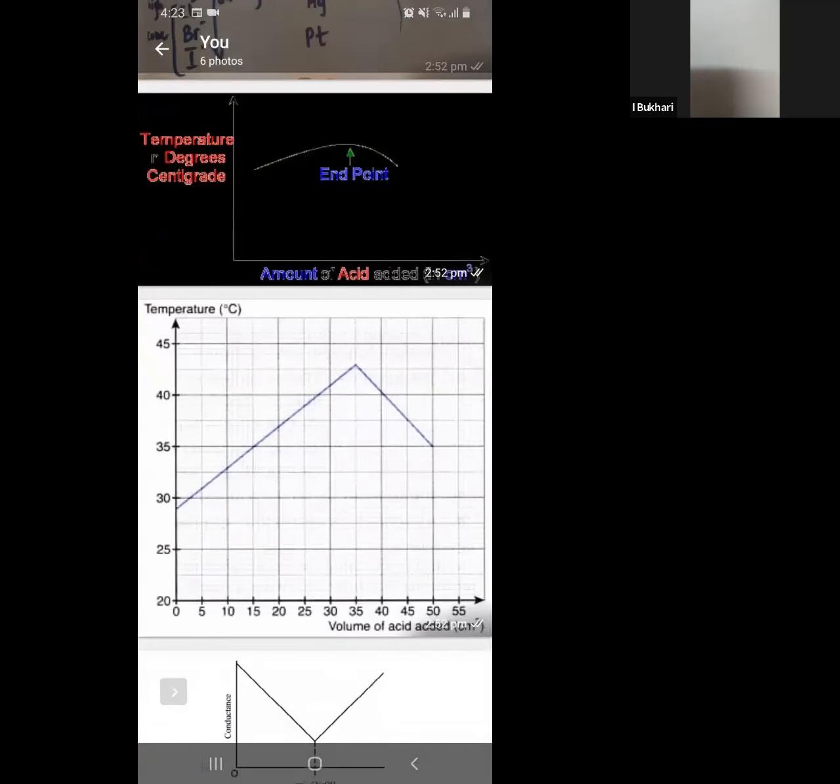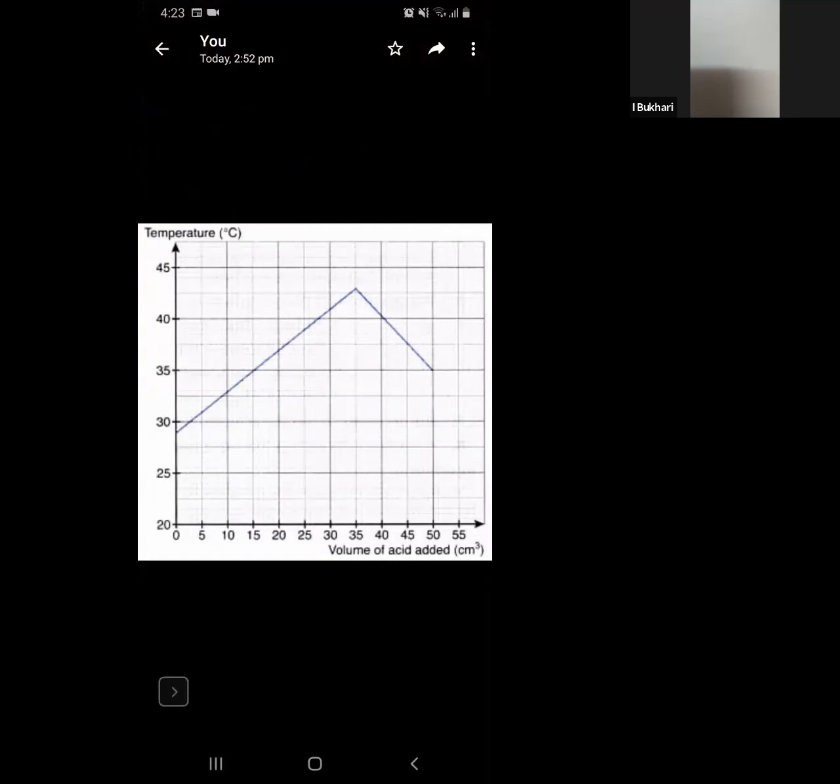This is how the graph would look like of temperature against the volume of acid. Now the x-axis could be the volume of acid. It could be even the volume of alkali. It could be either volume of acid or volume of alkali. It doesn't matter, right? Whatever you are adding.